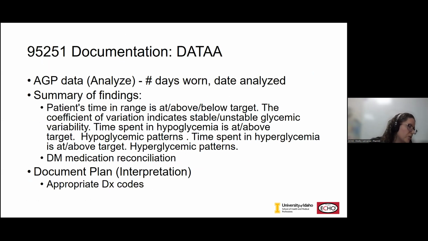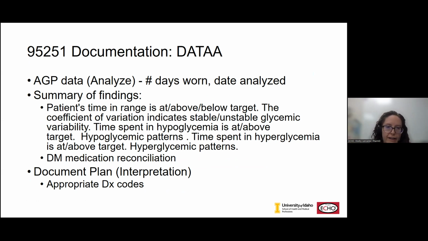So if you're doing a 95251 using that data model, ultimately you're going to copy and paste that AGP data, or the ambulatory glucose profile data, to analyze. It includes the days worn, the days analyzed. It looks at all of the time in range, time above range, time below range, in addition to a few other metrics that I'll go over shortly.